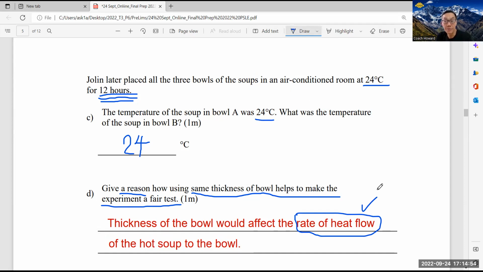Okay, the other way of answering is for the experiment to be fair, there can only be one changed variable, which is the material of the bowl. You can also answer it in that manner.